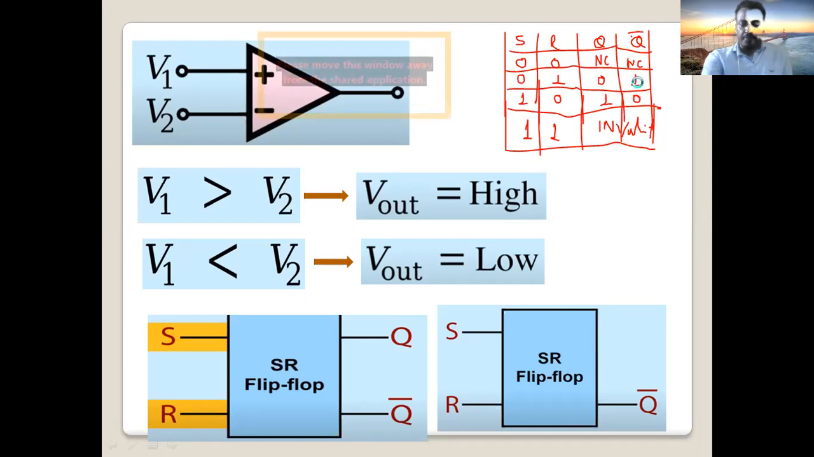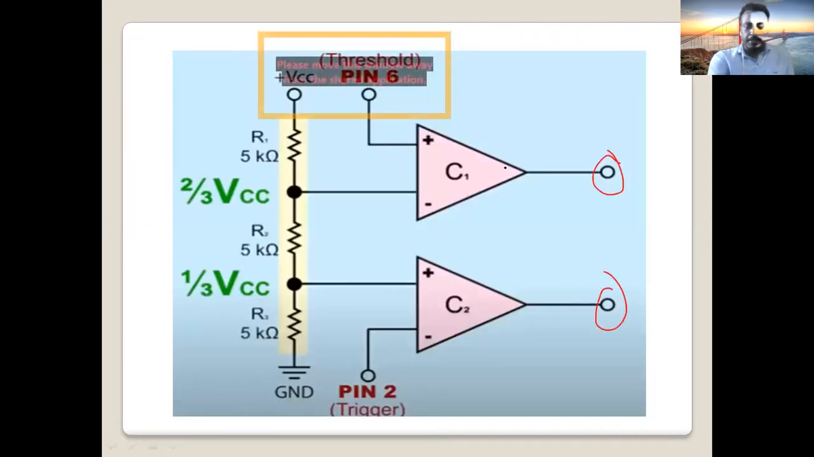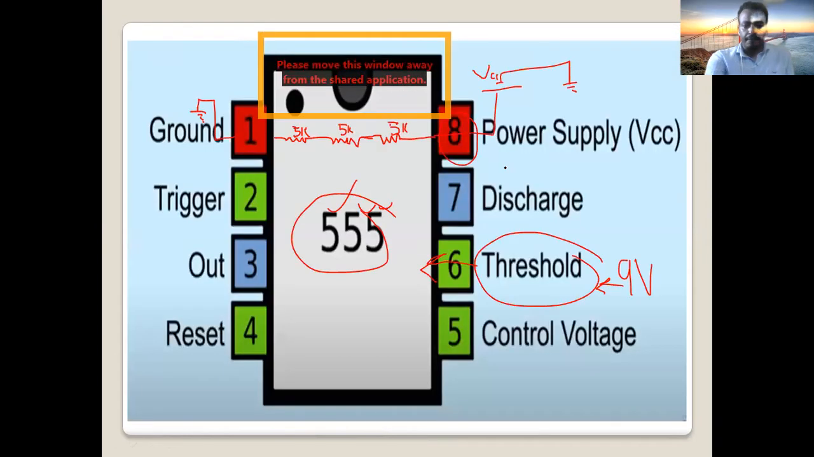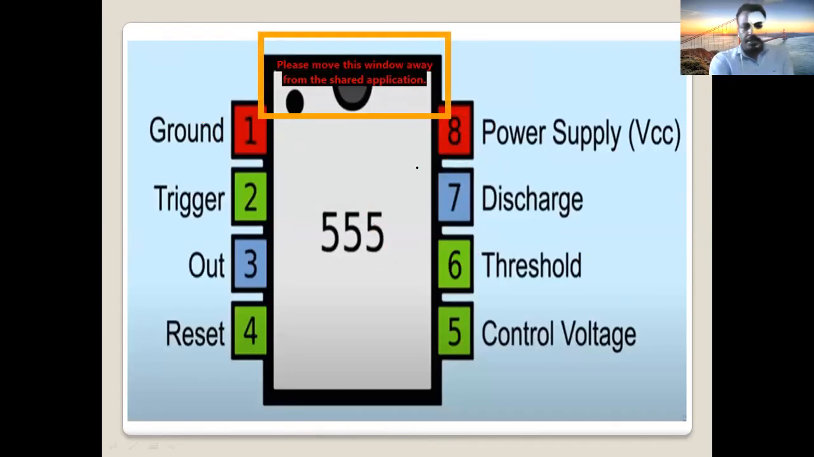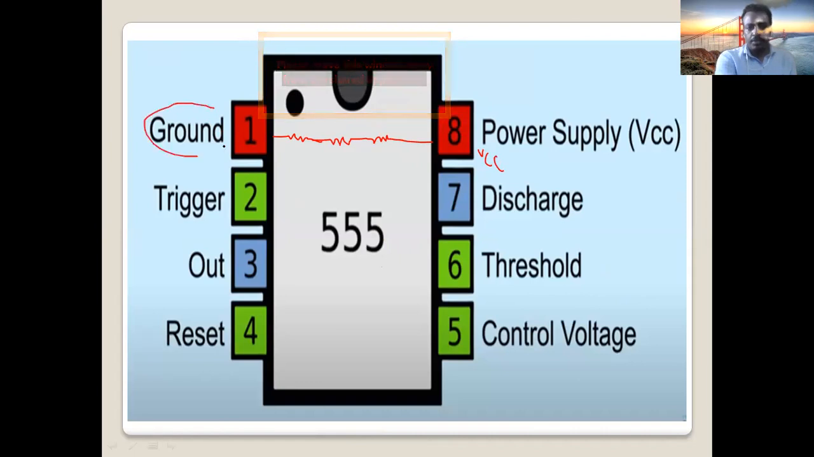Okay, so when you see our timer, we have three resistors. The first part, three resistors, right? Each one 5 kilo ohm, connected from VCC, the battery, to ground here. Now these are equal resistors, 5K, 5K, 5K.